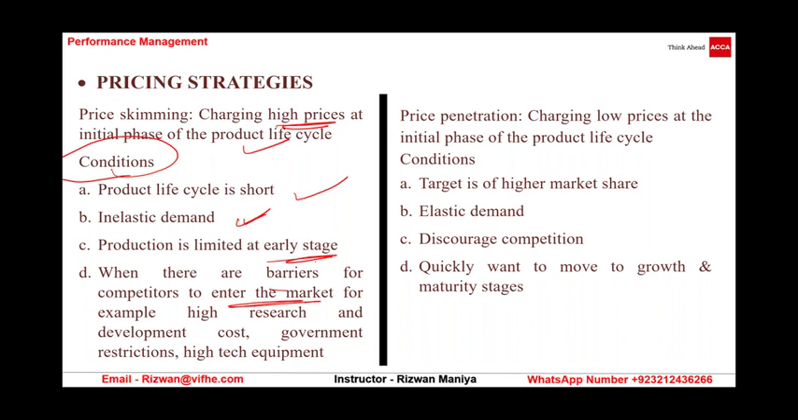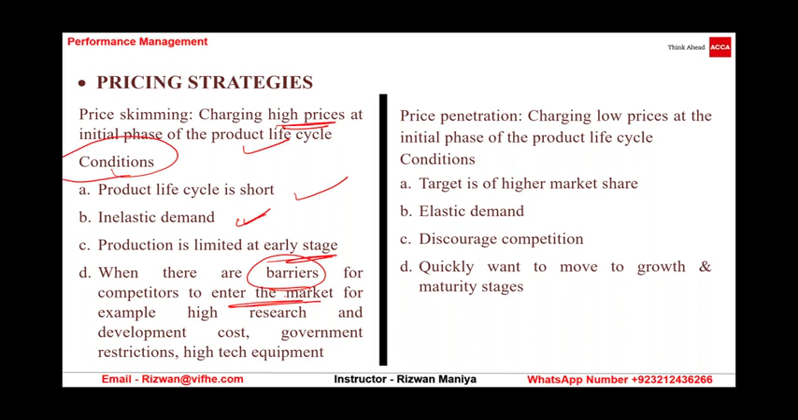When there are barriers for competitors to enter the market. What are barriers? Which means everybody cannot easily enter the market. The best example of barrier is patents. You have the patents. Only you can produce this drug and no one else can produce. So this is a barrier. This is a bottleneck. If this is the case, you are the king.